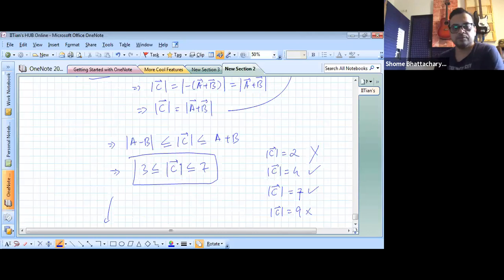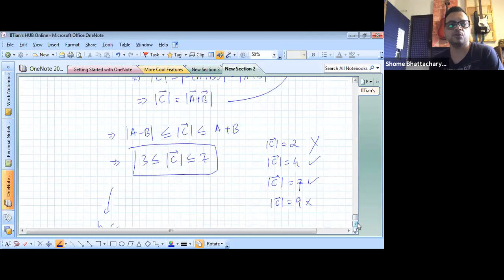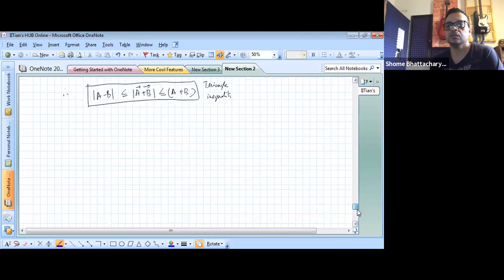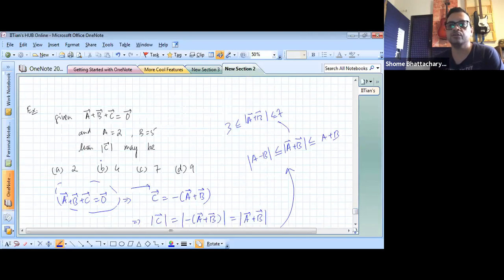So hope this is clear, people. So the answer you need to write is B and C. Which of these is possible? B and C is possible because the options were this. If this was a more than one option correct question, you would tick mark this option and this option.